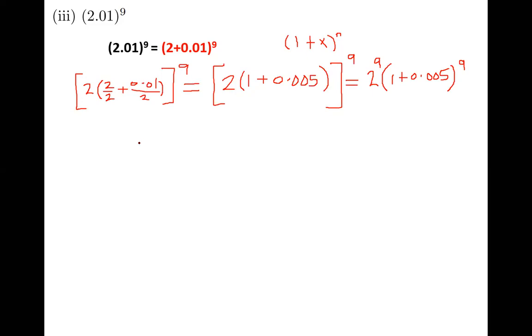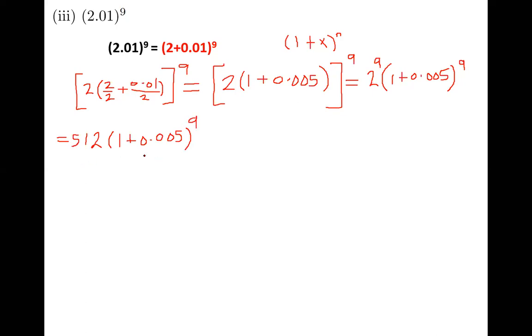Okay. From now, I think it's even easier because we've attained what we wanted here. We've achieved our format. Now, remember there is this 2 to the power 9 outside, and 2 to the power 9 is nothing but 512. So I'm going to write 512 here, and then plus 0.005, all to the power 9.